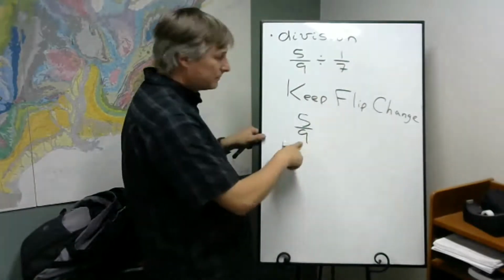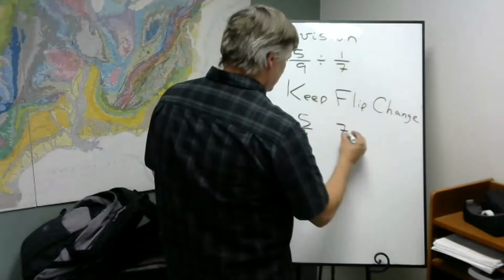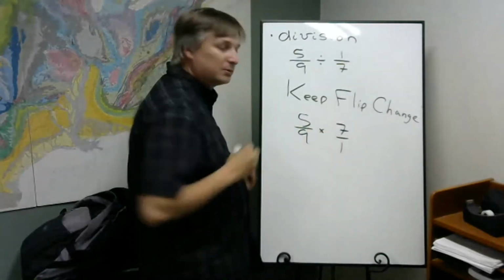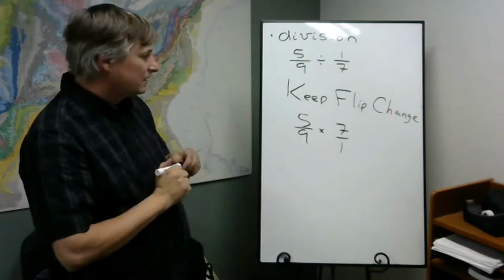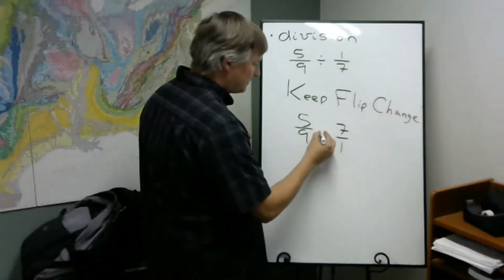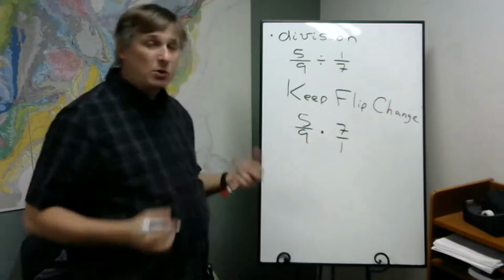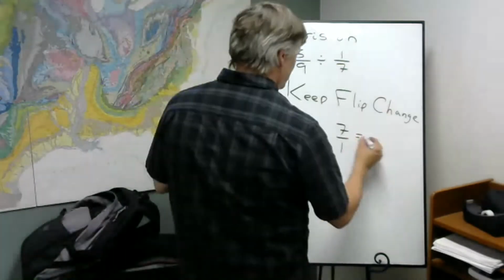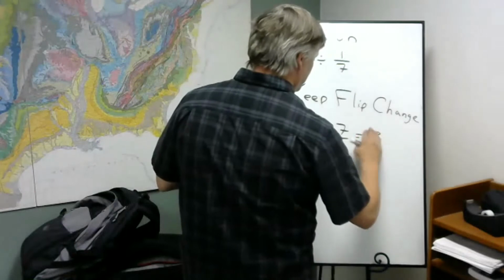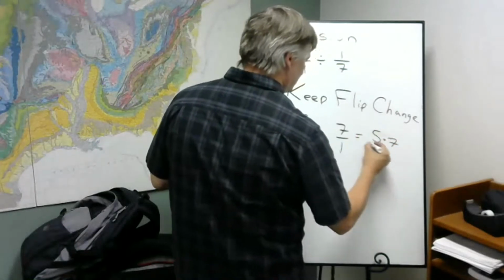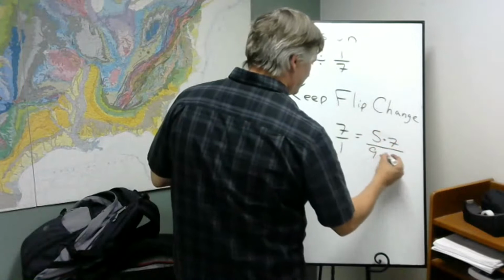So we'll keep this one. We'll flip this one and make this a multiplication. And now that it's a multiplication here, I'll use the dot because we've been using the dot. We multiply directly across. So this will be 35. We'll get 5 times 7, 9 times 1.